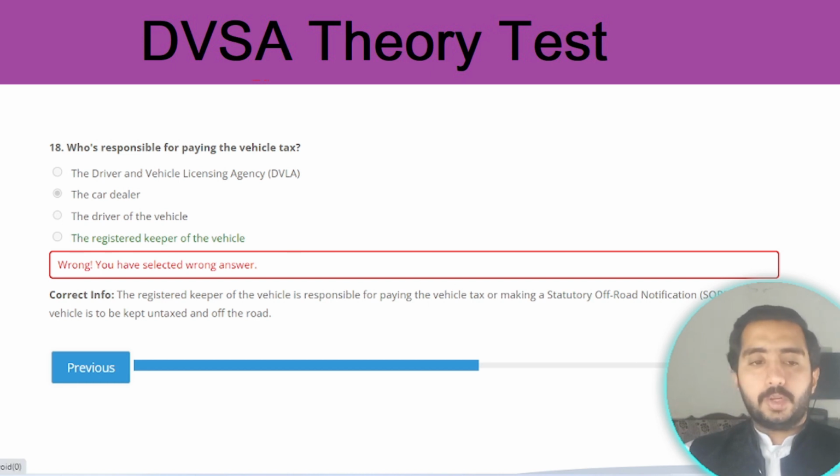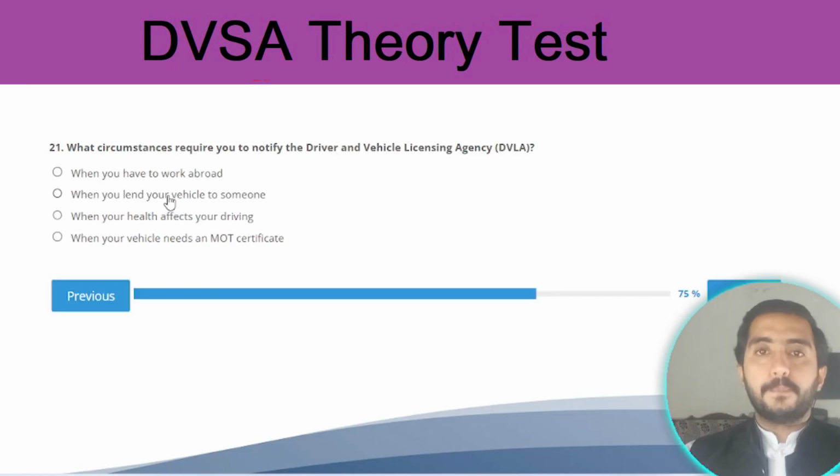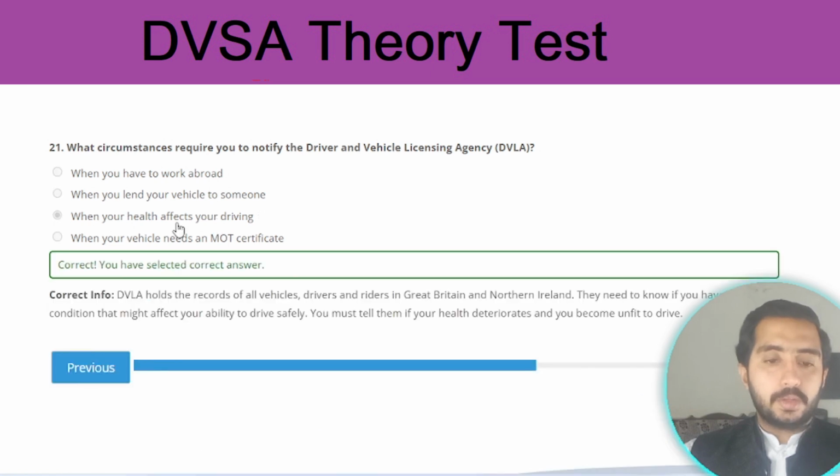So we jump into the next question, which is question number 19. What information is found on a vehicle registration document? The correct option is the registered keeper. Option A is the correct one. Question number 21 is what circumstances require you to notify the driver and vehicle licensing agency? The circumstance is when your health affects your driving. Option C is the correct option.